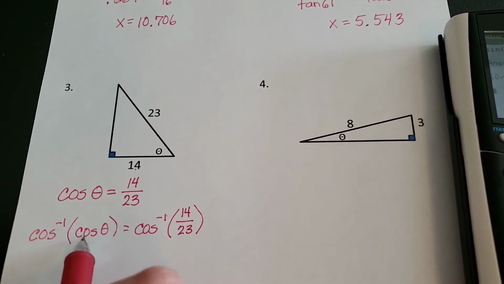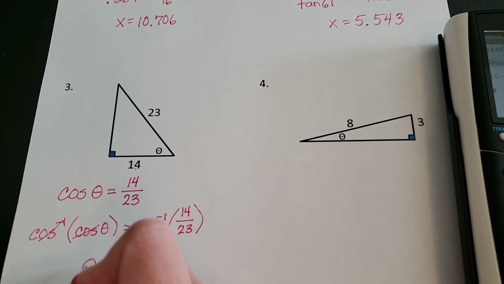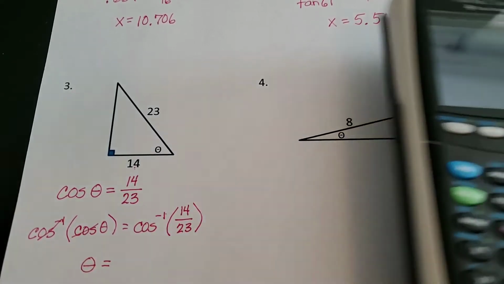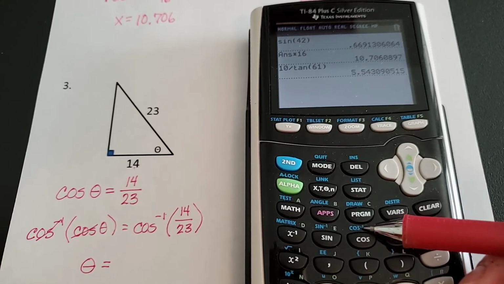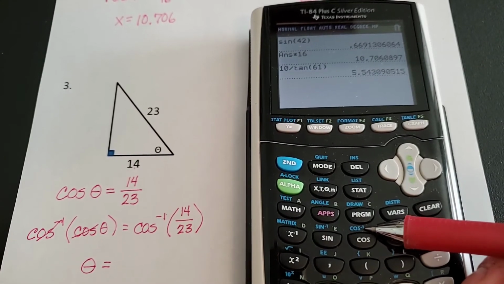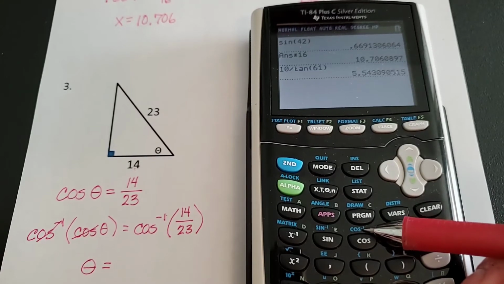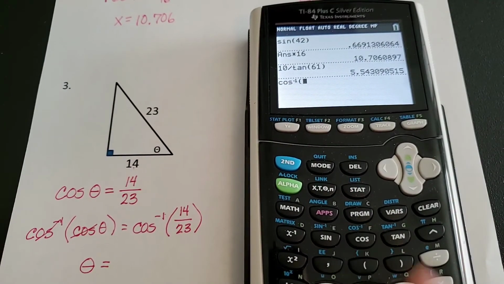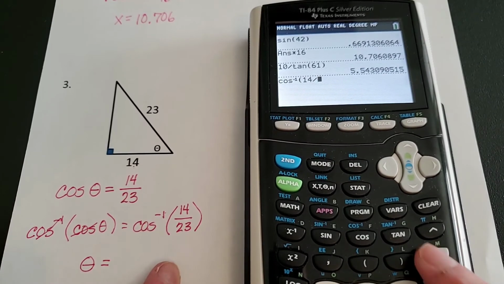And the cosine inverse of cosine, those undo one another, and we're left with theta. And now on my calculator, there is the inverse function right above. It's in blue if you have an 84. It's in yellow, I believe, if you have an 83. And so to get to that, you're going to press the second key and then the cosine, and you can see you've got that -1. And in parentheses, I'll put 14 divided by 23.